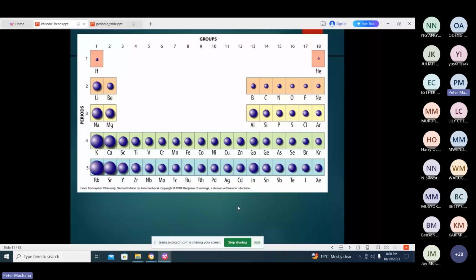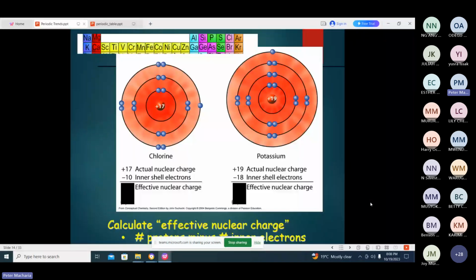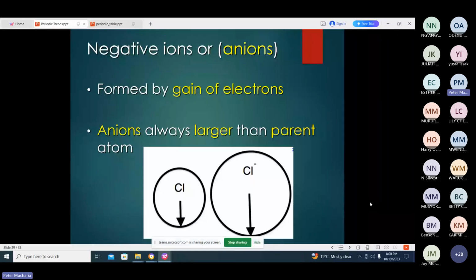And I think for the purpose of generally understanding the periodic table, today we will stop there. So the rest of the information is just showing what happens when they gain or lose electrons.